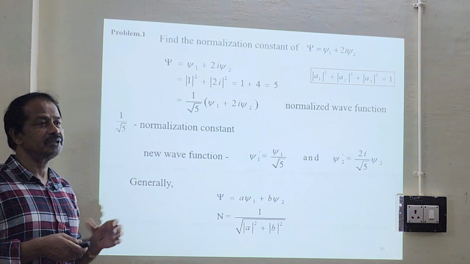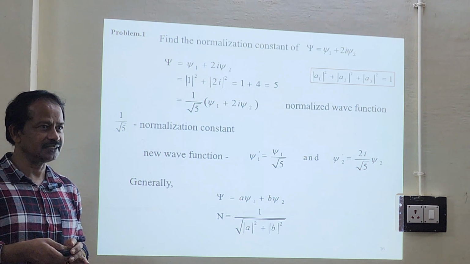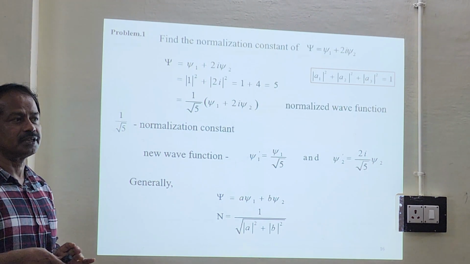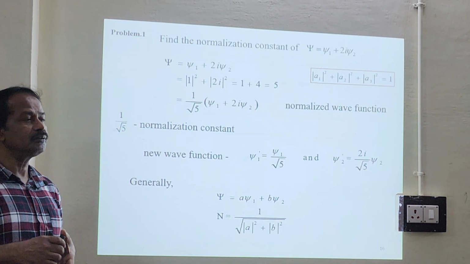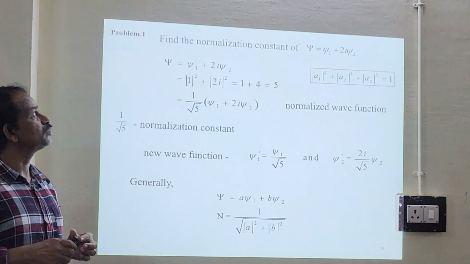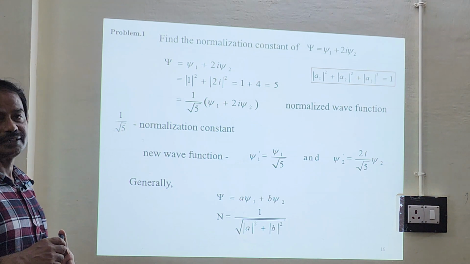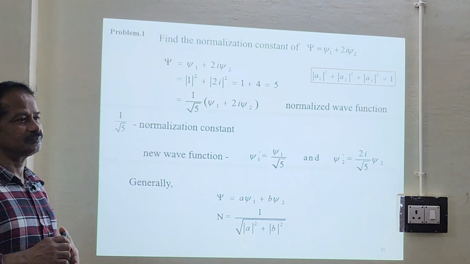So this question may come under section B. Now we are going to discuss 3 problems. These 3 problems are very important. Any one of the problems may occur in the question paper. Okay. Find the normalization constant of capital psi equals psi 1 plus 2i psi 2.